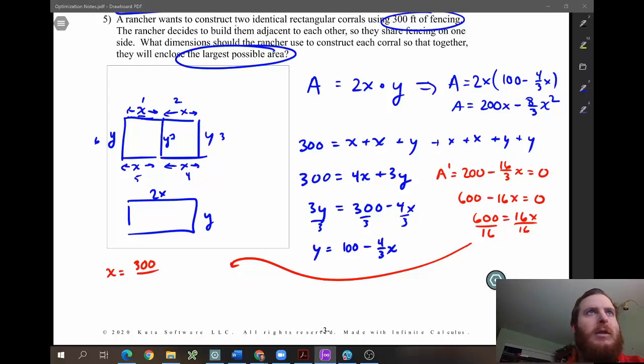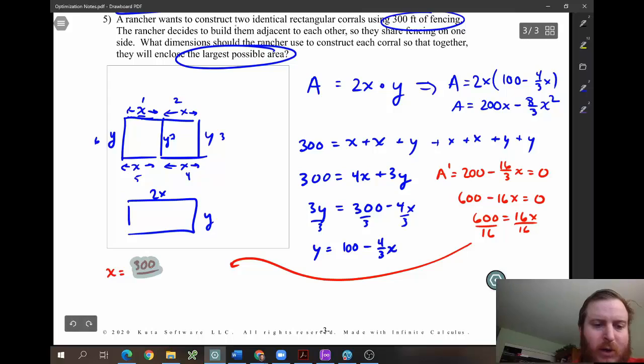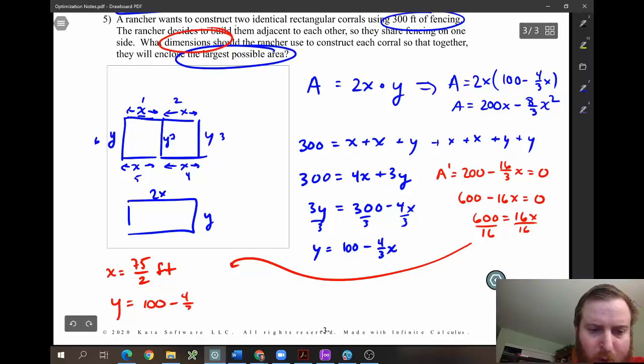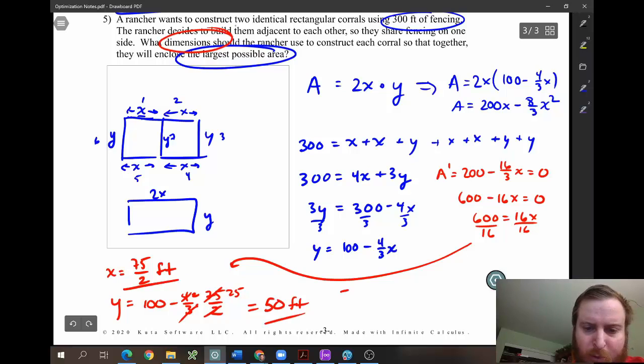So that's our 75 over 2. You could do it as a decimal, in feet. That would be our x dimension. They want to say what dimension. So that was the x. So for y, we know it's 100 minus 4 over 3 times 75 over 2. That cancels. So we get 100 minus 50, or we get 50. So 75 over 2 by 50 feet.